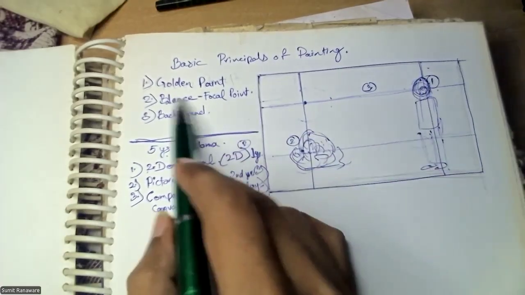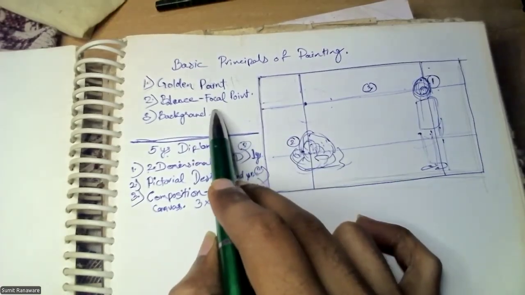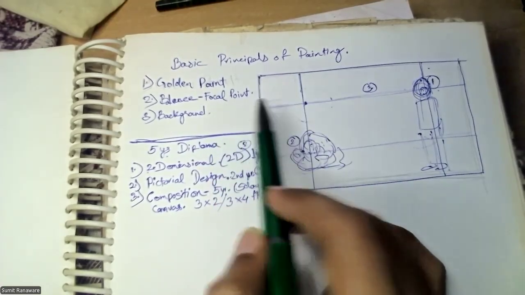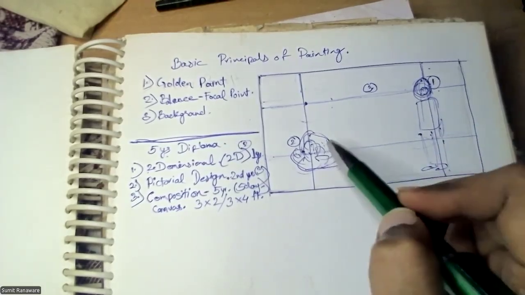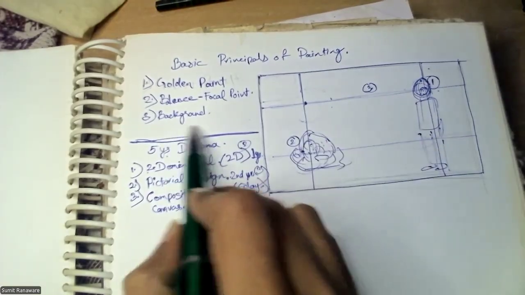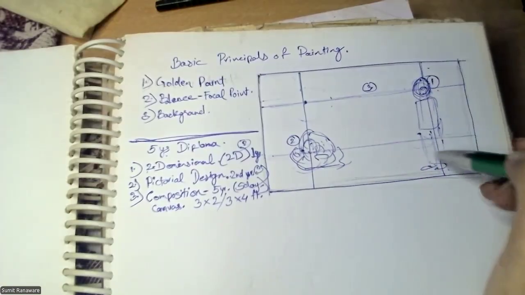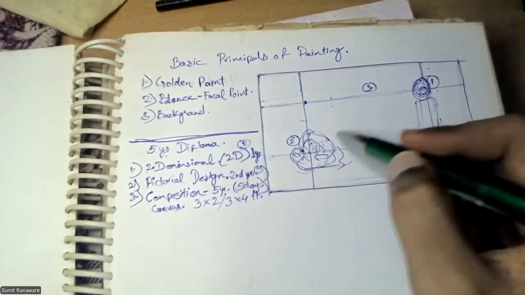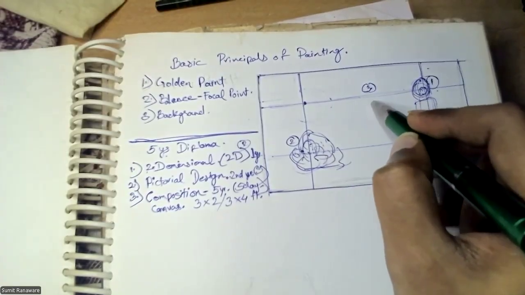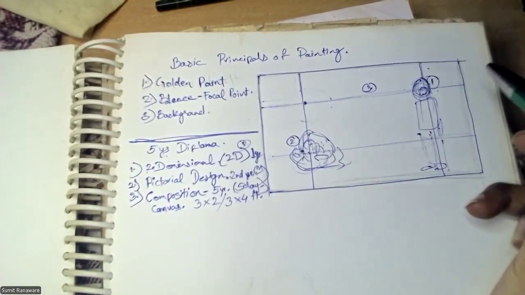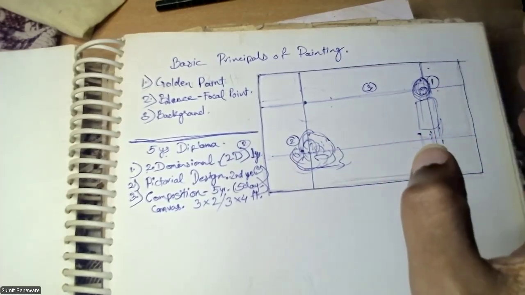First is the golden point, second is the balance. Okay, although it is also called a focal point. So first is the golden point, exactly opposite of it is the balance, and third is the background. So this will be the most attractive point in your painting. This will be less attractive, and this will be the least attractive point in the background. Okay. So this is how you plan your painting.